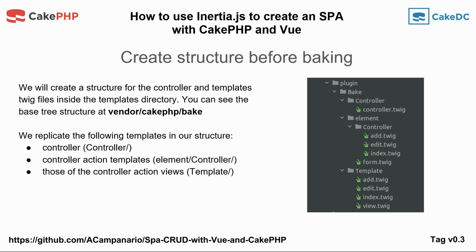We need to create an extractor before baking. We will create an extractor for the controller and templates twig files inside the templates directory of CakePHP. You can see the base tree structure at vendor cakephp bake. We replicate the following templates in our structure: controller, controller action templates, and those of the controller action views.